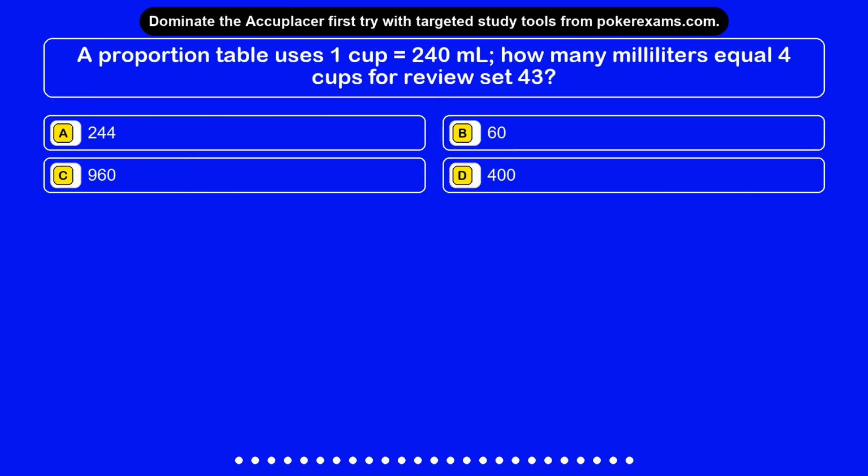Question 5. A proportion table uses 1 cup equals 240 ml. How many milliliters equal 4 cups for review set 43? Option A, 244. Option B, 60. Option C, 960. Option D, 400.